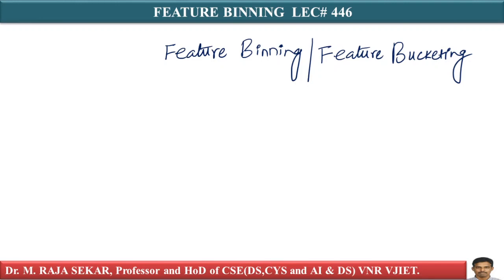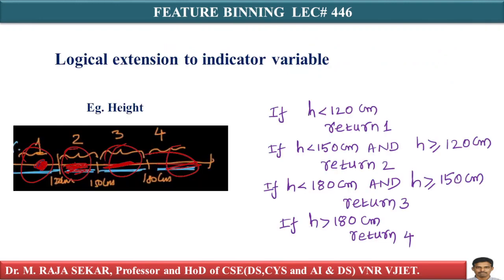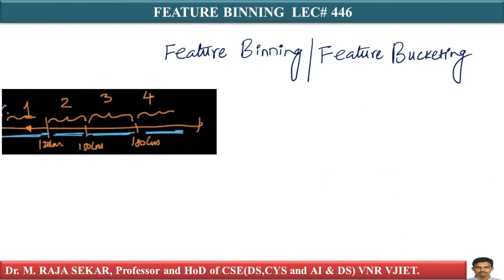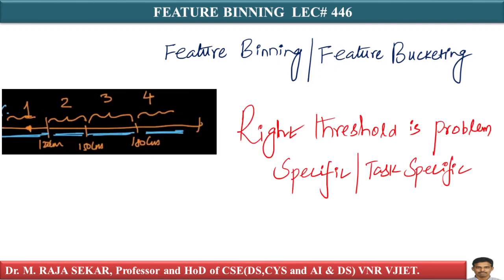Now, the big question here is, how did we get these right thresholds? Here we have 120 centimeters, 150 centimeters, 180 centimeters. How did you get these right thresholds? It's an important problem. As I told you earlier, getting to the right thresholds is very, very problem specific, very task specific. This is one of my favorite interview questions. It tells a lot about how well people know feature engineering.